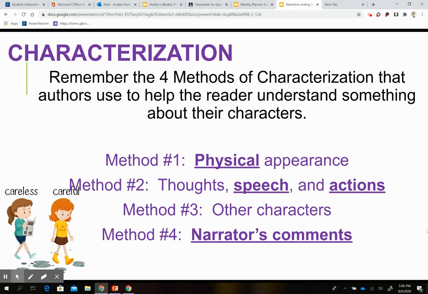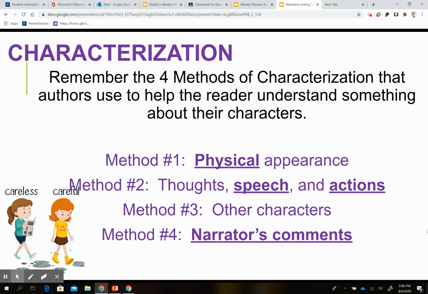Method 3 is what other characters say about the character. So in this instance, this would be what other characters are describing about the character or how they believe the character acts. So an example of this would be if the antagonist or the bad guy is talking about the protagonist, and he talks about how the protagonist is a goody goody and never does anything wrong.